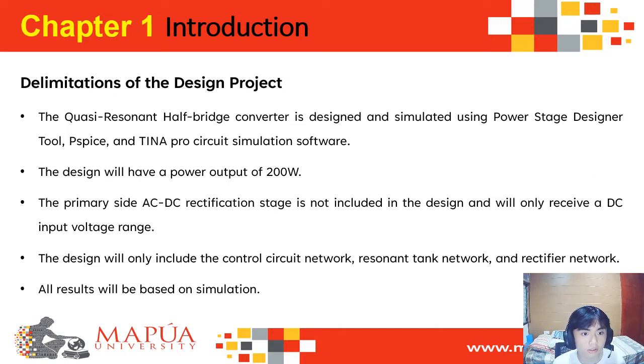The limitations of the design project. The quasi-resonant half-bridge converter is designed and simulated using the Power Stage Designer tool, PSpice, and Tina Pro circuit simulation software. The design will have a power output of 200 watts. The primary side AC to DC rectification stage is not included in the design and will only receive a DC input voltage range. The design will only include the control circuit network, resonant tank network, and rectifier network. All results will be based on simulation.